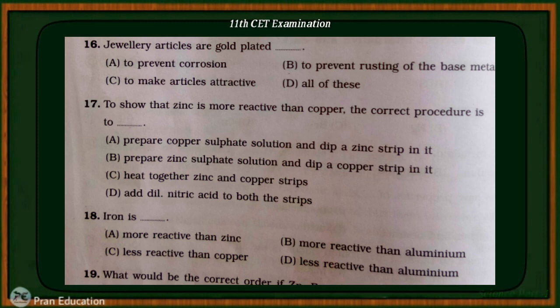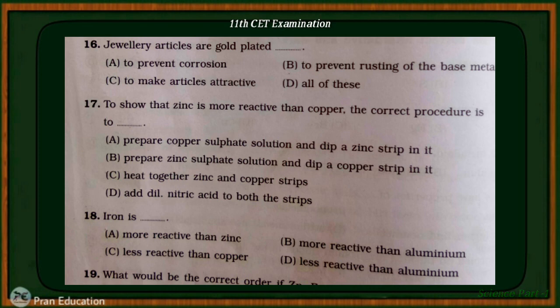17th. To show zinc is more reactive than copper, the correct procedure is to dash. Options: A. Prepare a copper sulfate solution and dip a zinc strip in it, B. Prepare a zinc sulfate solution and dip a copper strip in it, C. Heat together zinc and copper strips, D. Add dilute nitric acid to both the strips. The correct option is option A. Prepare a copper sulfate solution and dip a zinc strip in it.